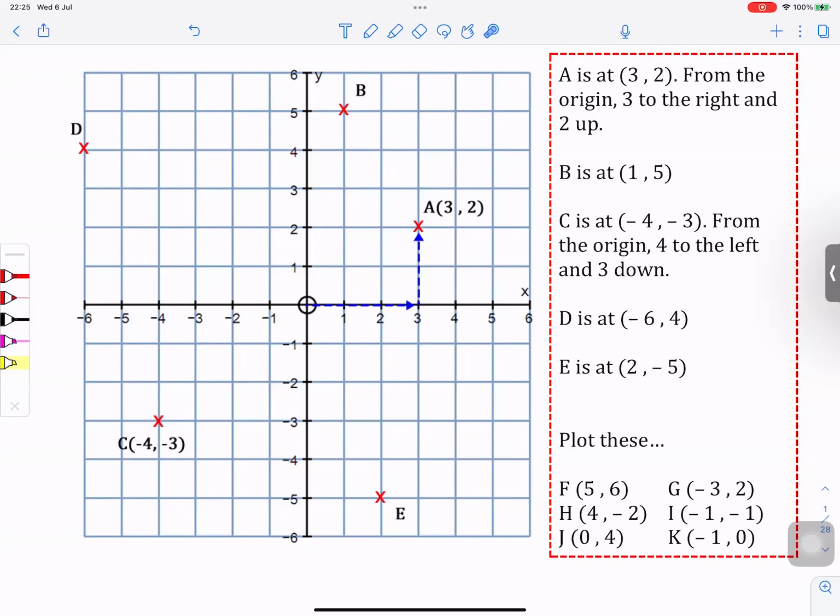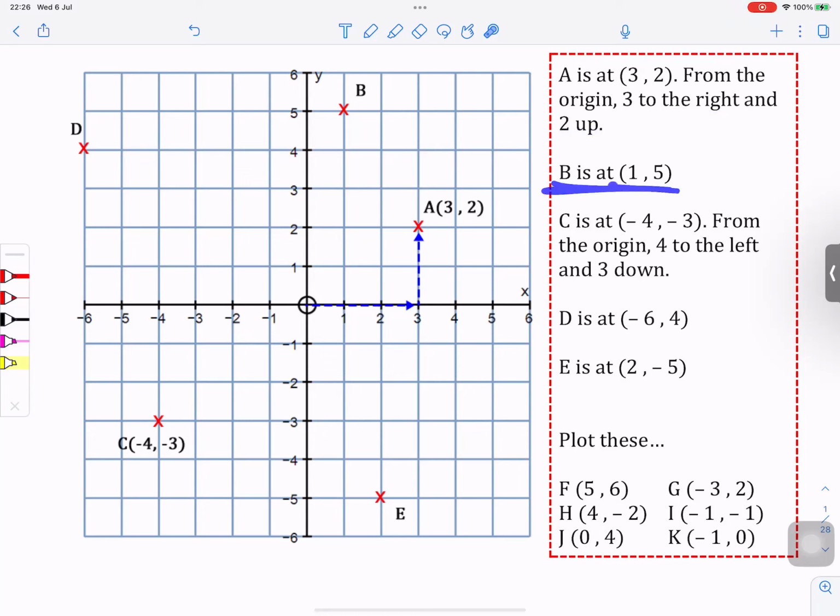A is at 3, 2. That's the point A there. So you go 3 to the right, 1, 2, 3 to the right, 2 up, 1, 2. So you do the X first. The 3 represents the X and the 2 represents the Y. So write it X, Y. So 3 to the right and 2 up. And that's where point A is. So A is at 3, 2 from the origin, 3 to the right and 2 up.